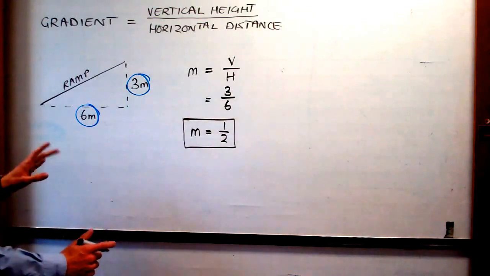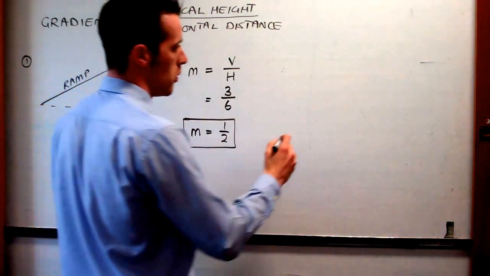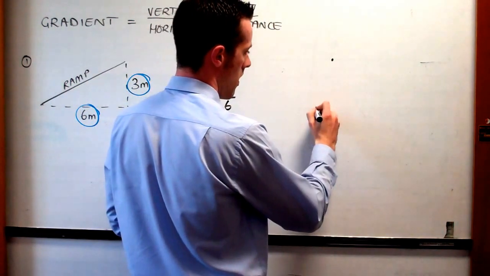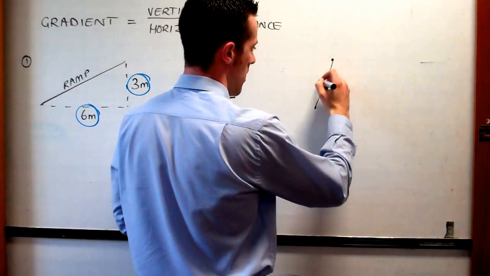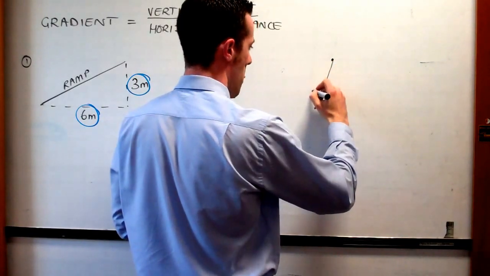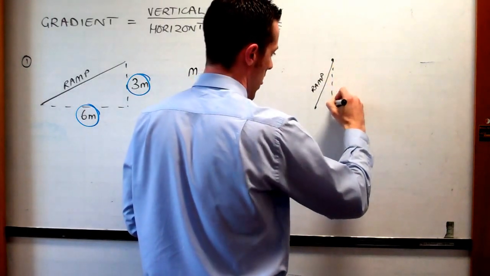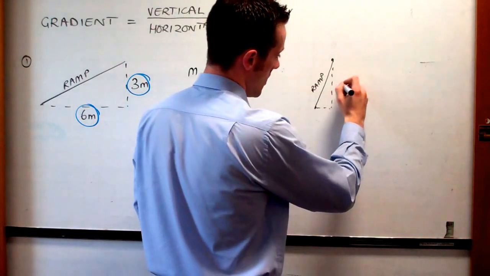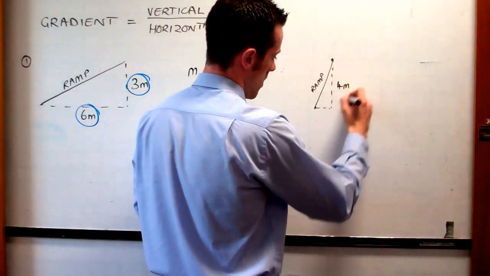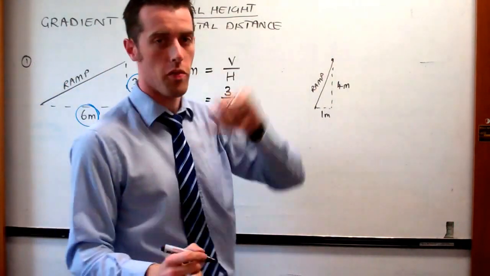Next thing, we're going to look at one more example. So we'll call this example 1, and we'll look at one more example over here. And this time, it's going to be a little bit steeper. So this ramp's steeper this time. Definitely wouldn't be for disabled access this time. So it goes along 1 metre and up 4 metres.